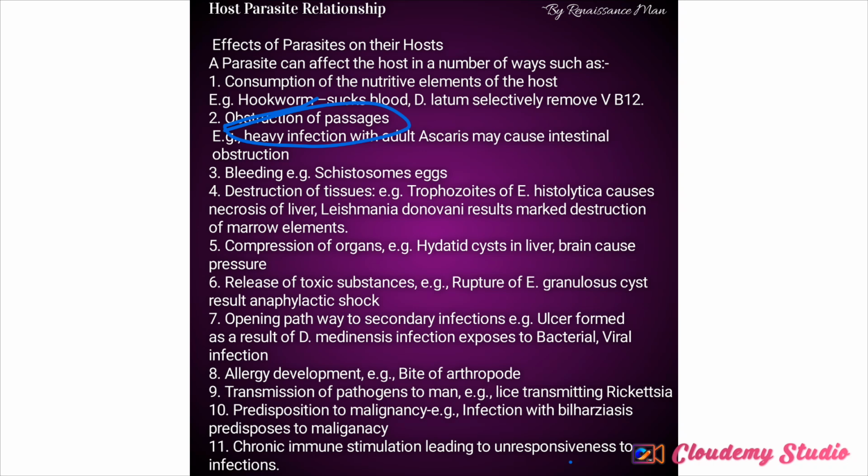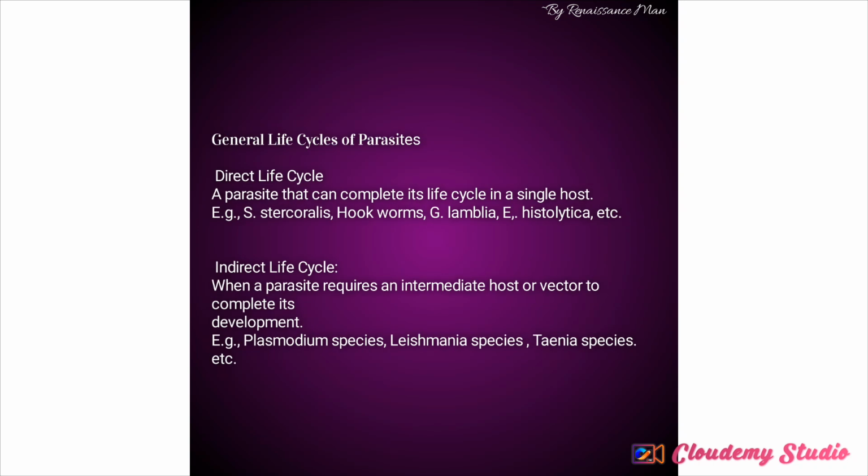Now, moving from there to the last part, the life cycle. What is a life cycle? We can say a life cycle is just the stages of life of a parasite from the larval stage to the adult stage, back to the larval stage, back to the adult stage. That is what a life cycle is. We have two types of life cycle. We have the direct life cycle and the indirect life cycle. The direct life cycle is also known as monoxenous life cycle.